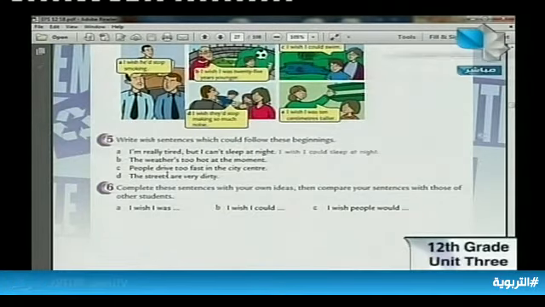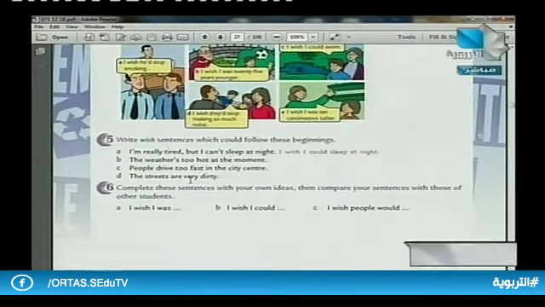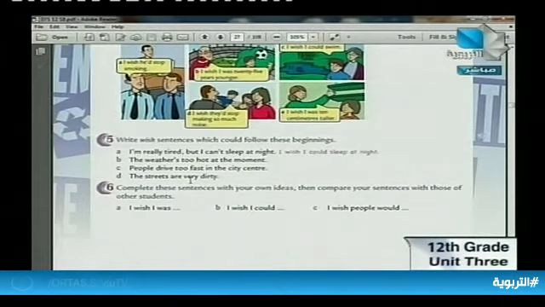For the next one, I think the streets are very dirty. It goes the same as number B. I wish the streets weren't very dirty, or weren't so dirty, or weren't, and full stop. Or I wish they were cleaner, exactly. Or their own clean words, an indirect negative. Exactly. Thank you. Okay, that's everything about it.